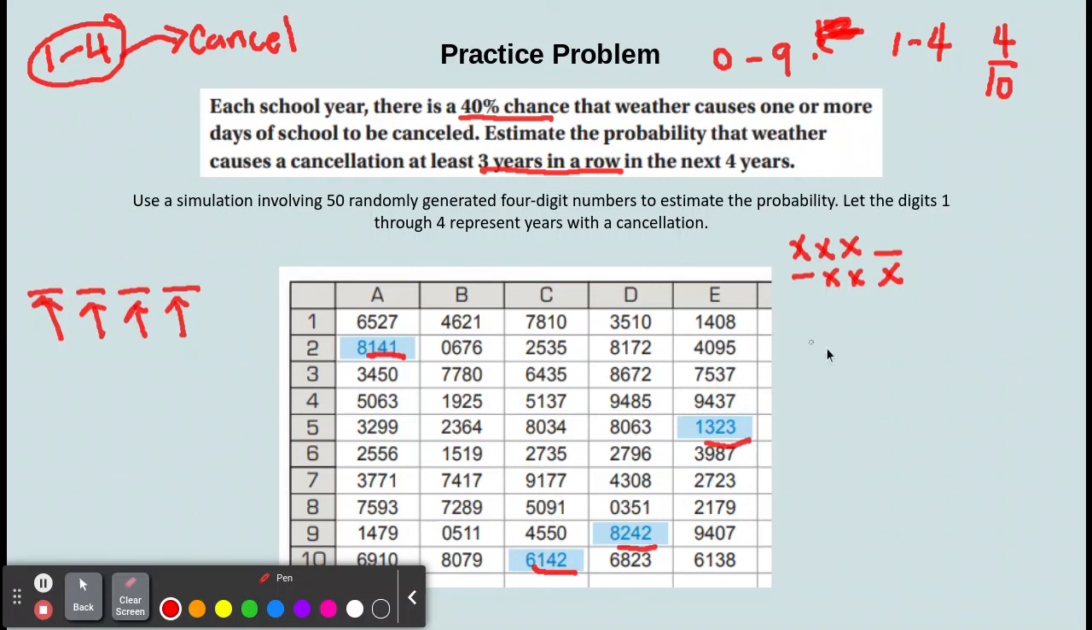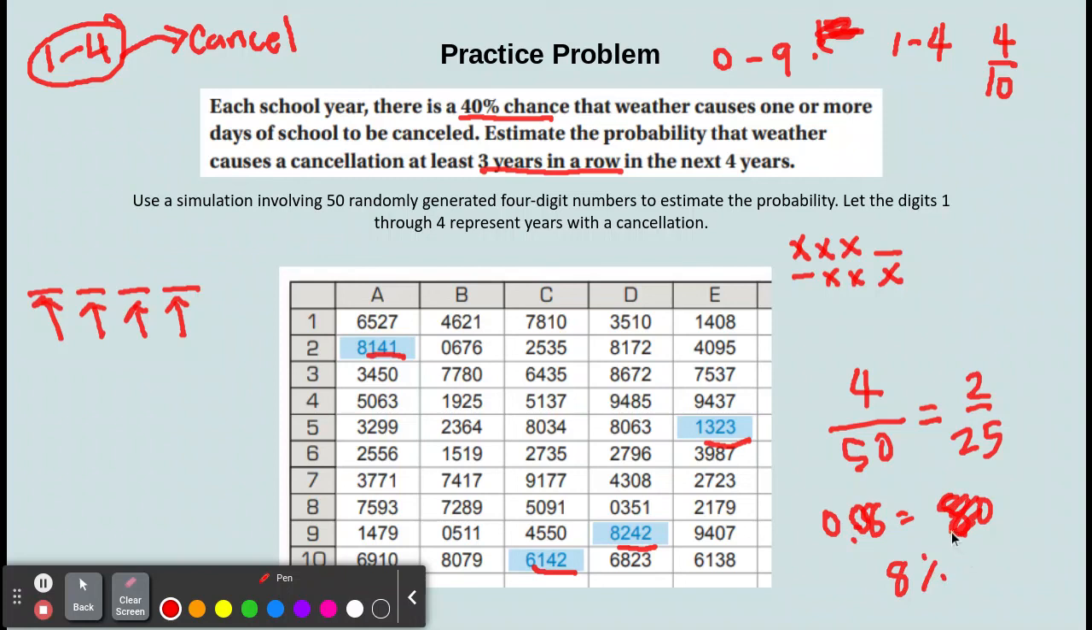Okay, so how many times did it happen in our simulation? 1, 2, 3, 4 times. And how many trials did we run? 50. So 4 over 50 is 2 over 25, which is about 0.08, which is the same as about 8%. So your answer should be 8%.